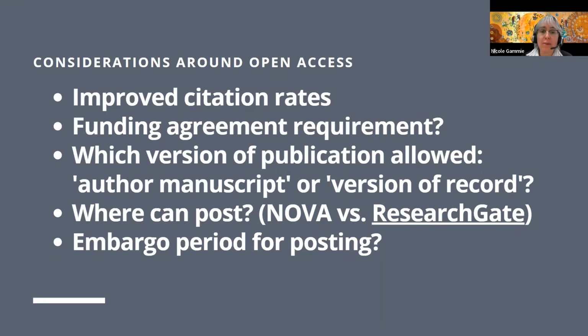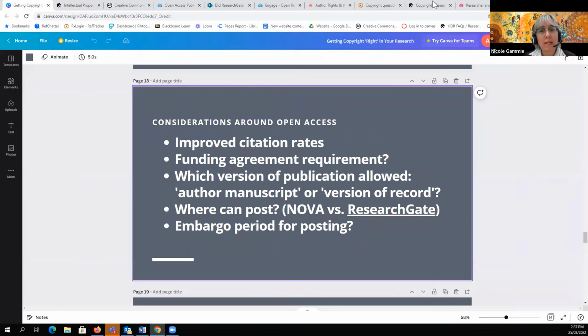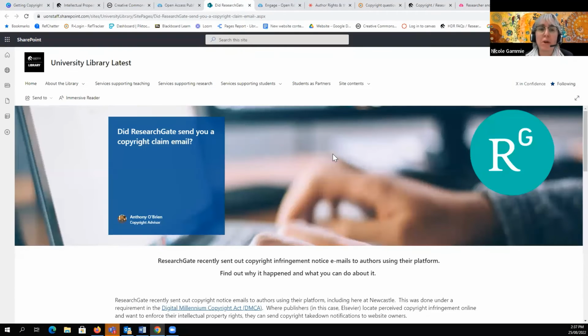The safer option, as mentioned in terms of posting, is into Nova. The biggest challenge with ResearchGate is that you may end up getting a notice, if you've put the wrong version up, that things need to be removed. And we've had a few notices from academics in the last few months about ResearchGate sending people a copyright claim.